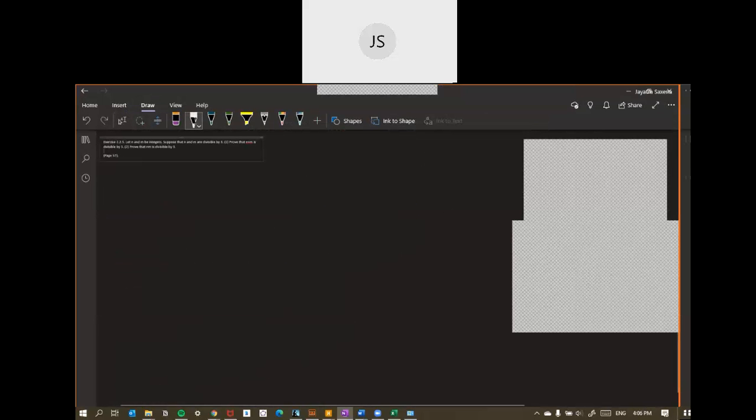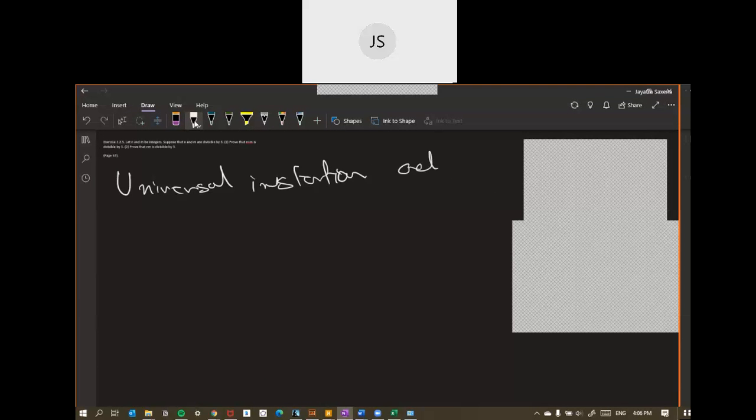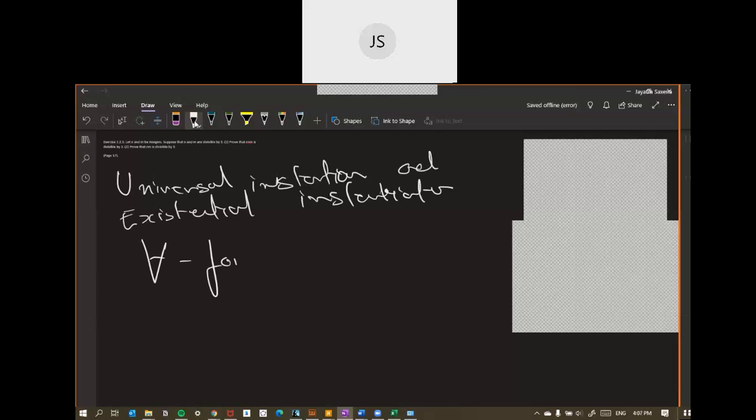Let's talk about universal instantiation and existential instantiation. Now, if you learn quantifiers, we have two kinds of quantifiers. So there is for all, and we have there exists.